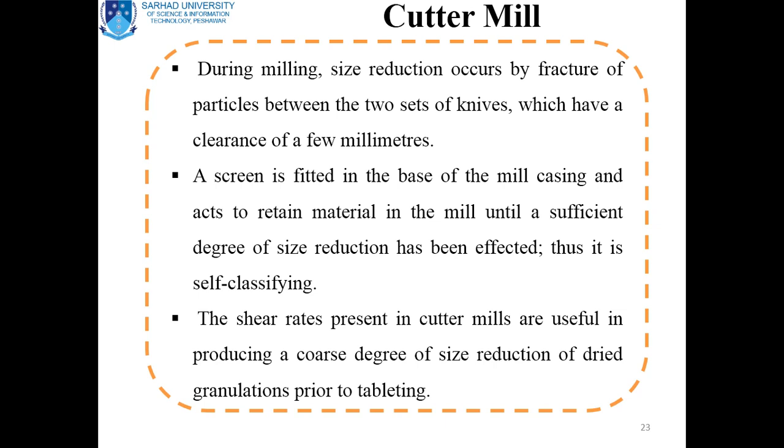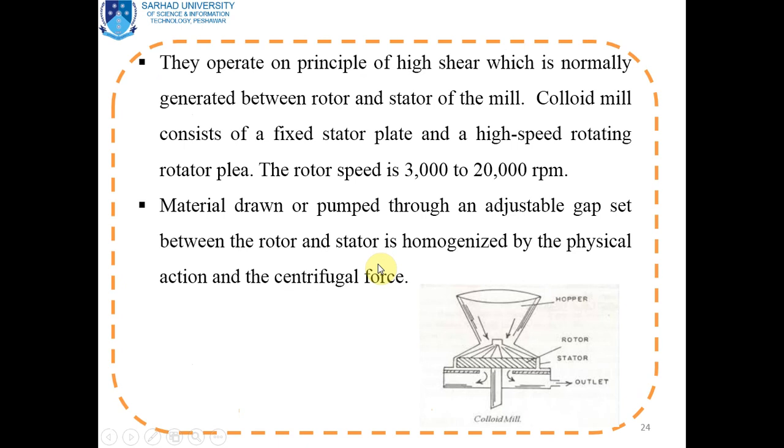A screen is fitted in the base of the mill casing and acts to retain material in the mill until a sufficient degree of particle size reduction has been effected. Thus, it is classified. The shear rates present in cutter mills are useful in producing a coarse degree of size reduction of dried granulation prior to the process of tableting. So self-classifying is there by using the mesh or sieve.